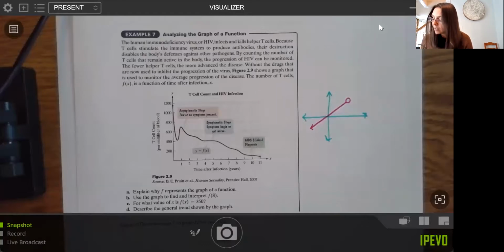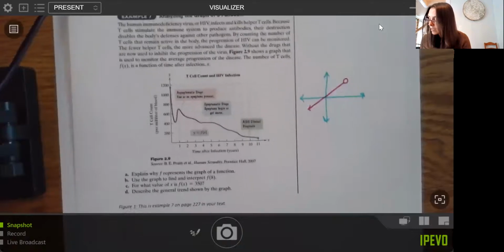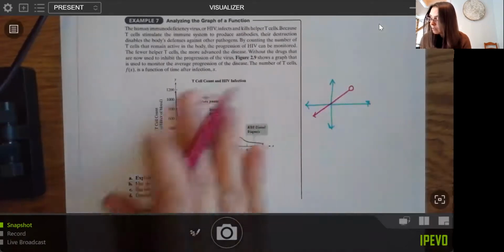Without the drugs that are now used to inhibit the progression of the virus, the figure shows a graph that is used to monitor the average progression of the disease. The number of T cells, f of x, is a function of time after infection. So again, this is without drugs.